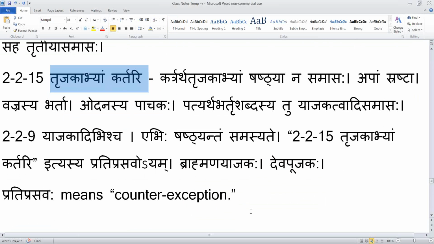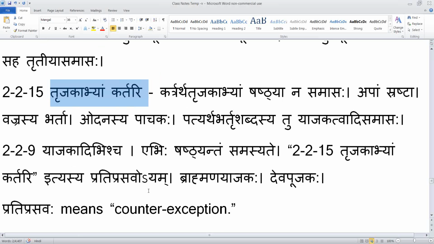So we had these exceptions, counter exceptions. I think if you just keep in mind that generally any shashti besides shashti sheshe does not compound, and then there's also a counter exception which is 229. That's probably enough for the time being. Okay. I think there's one more thing that we want to mention here.